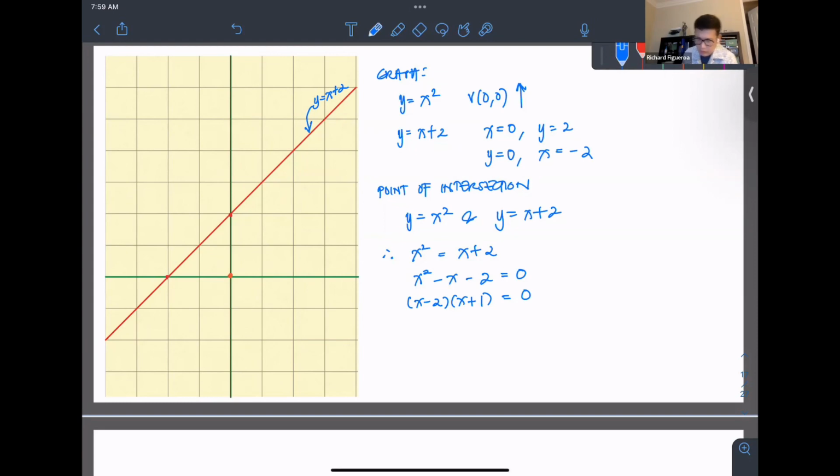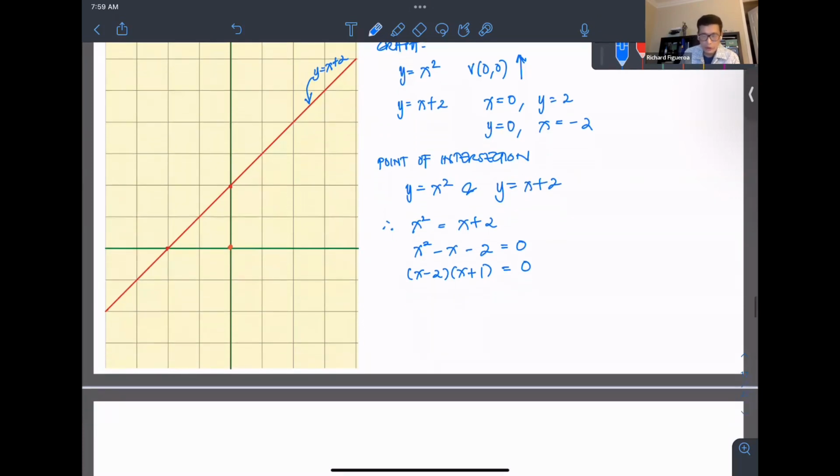So that makes it negative 2x plus x, that is negative x. So we'll be able to get the middle term. And negative 2 times positive 1 makes negative 2. Therefore, for our first point, x sub 1, x minus 2 is equal to 0, so x sub 1 will be positive 2. The other one is x plus 1 equals 0, so our x sub 2 will be negative 1.